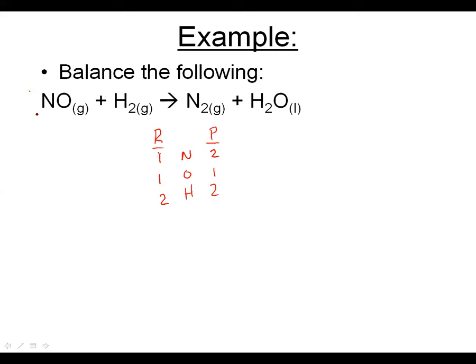Again, we're only going to put coefficients. So the 2 is going to go in front. That will then give us two nitrogens. Our oxygens will also go up to 2 as we multiply the 2 across. And our hydrogens will remain at 2.